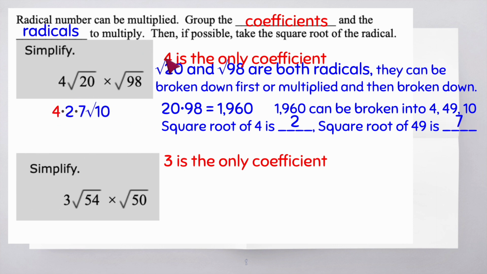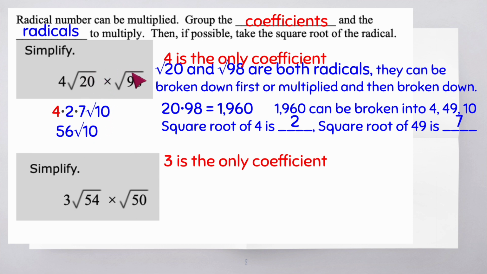So I'm going to have that 4 coefficient. Remember, that didn't go away. We just ignored it for a moment. And then I took the square root of 4 and I got 2. I took the square root of 49 and I got 7. And then that 10 on the end that I said is not a square just gets left underneath there. So I do need to go 4 times 2 times 7, and I get 56, square root 10.